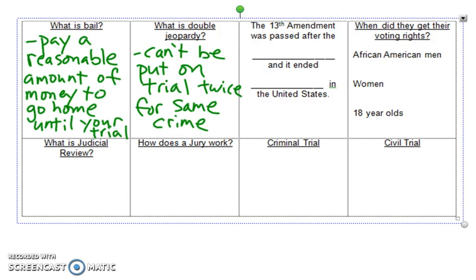The 13th Amendment was passed after the end of the Civil War, 1865, and it's the one that ended slavery in the United States once and for all. After the Civil War, African American men got the right to vote with the 15th Amendment. Women did not get the right to vote until almost 70 years later with the passage of the 19th Amendment. And then 18-year-olds, the last group to get the right to vote, was not passed until even later. That was basically like the 1970s with the passage of the 26th Amendment.